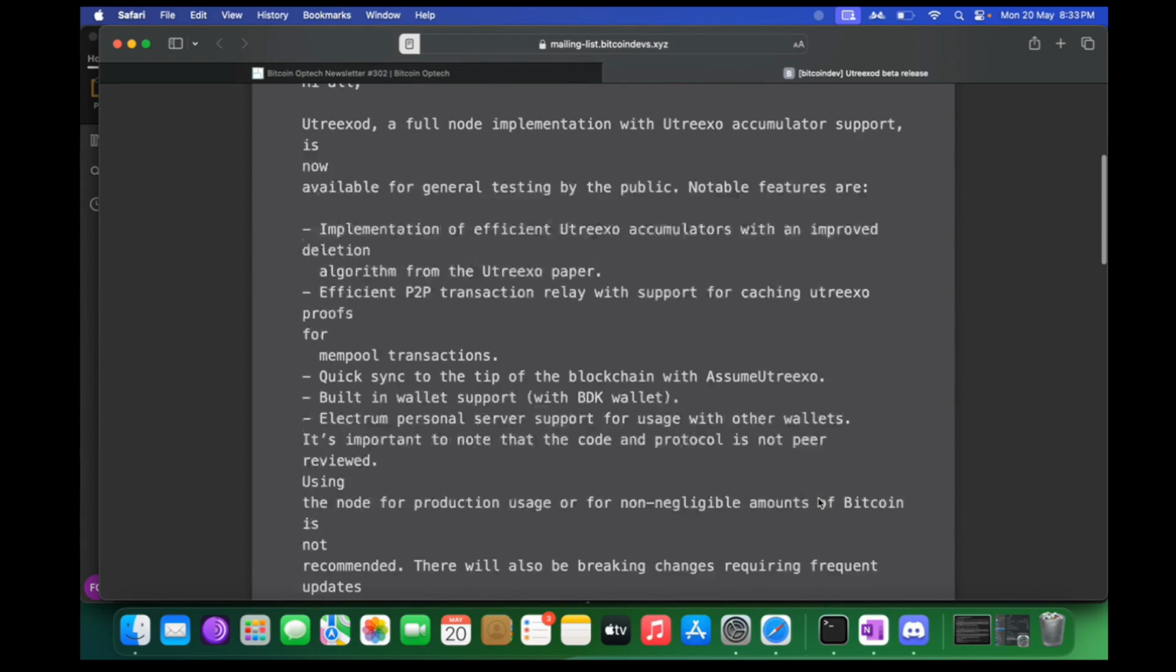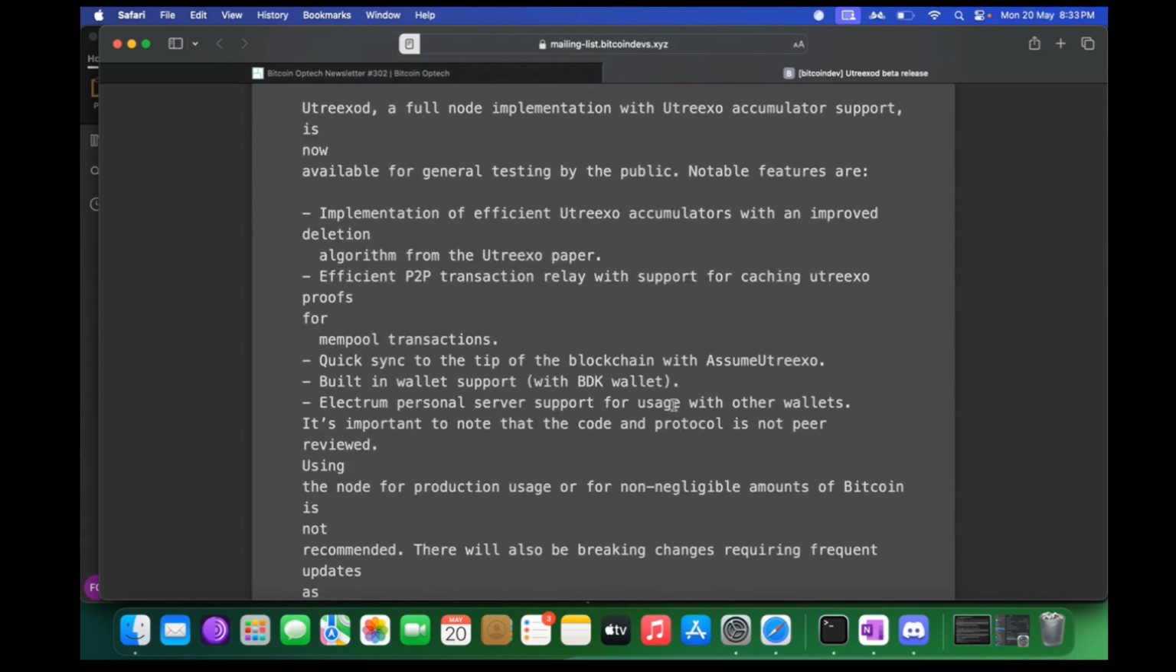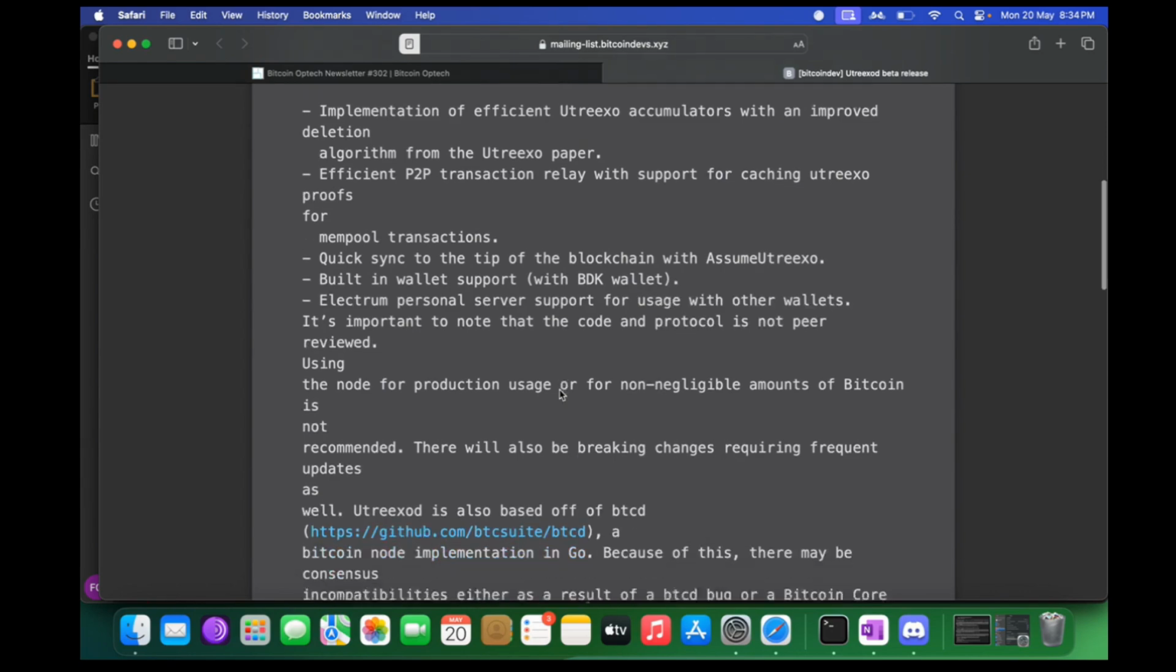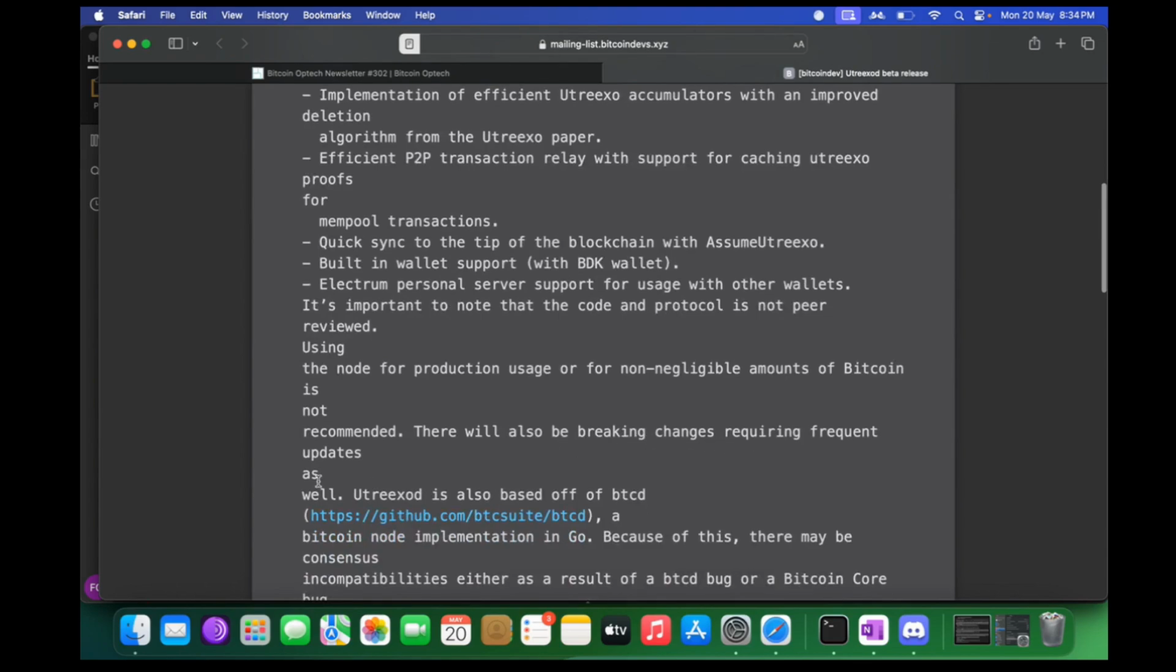So yeah, this UTreeXO D node supports Assume UTreeXO and has built-in wallet support for BDK wallet. So if you're running a node with UTreeXO, it will be compatible with wallets that are built on BDK and Electrum personal server, Electrum wallets as well. It'll also support Electrum servers. So if anybody's planning to run this node, then they can use Electrum wallets and BDK wallets built on top of BDK to send and receive transactions, even though it's in the beta phase. It's important to note that the code and protocol is not peer reviewed. Using the node for production usage or for non-negligible amounts of Bitcoin is not recommended. There will also be breaking changes requiring frequent updates as well.